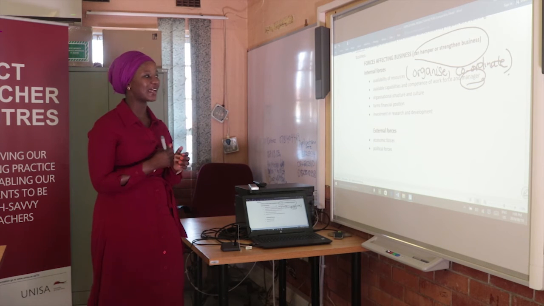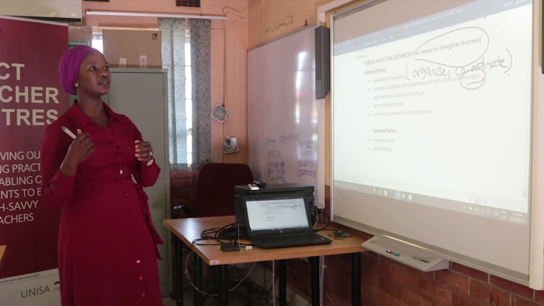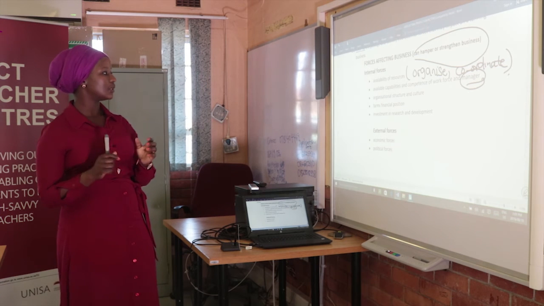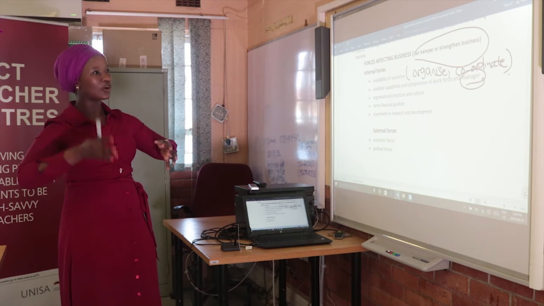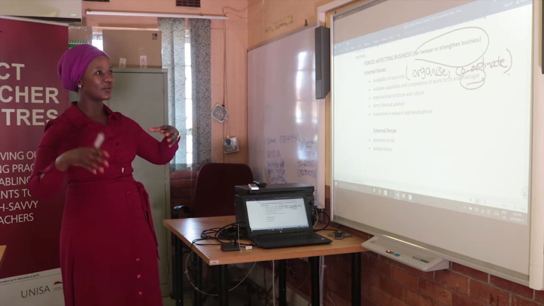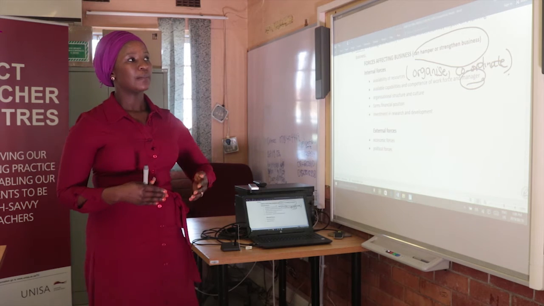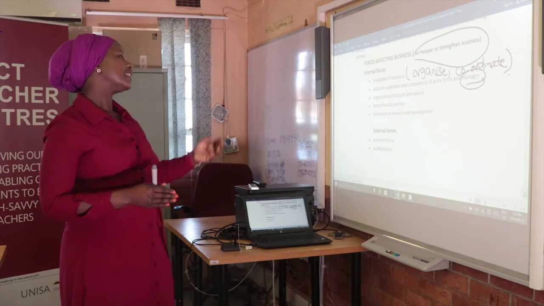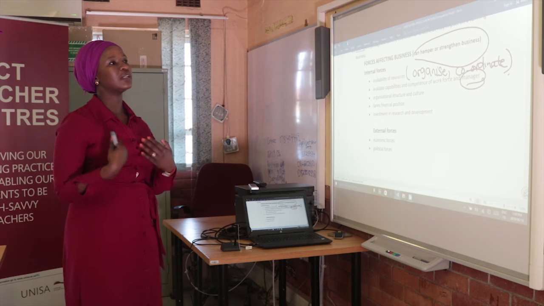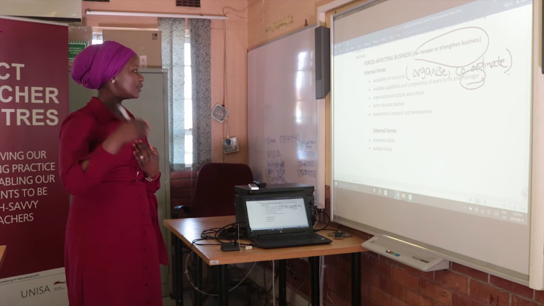Organizational structure and culture. Each and every institution that you come across has what we call an organogram. How is the institution organized? Who's doing what, when, and how? And then what is the culture of the business? We are all teachers, but different schools have different cultures. That culture comes from the organization. How organized are we? What is our organizational structure?